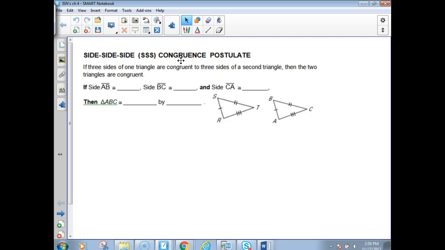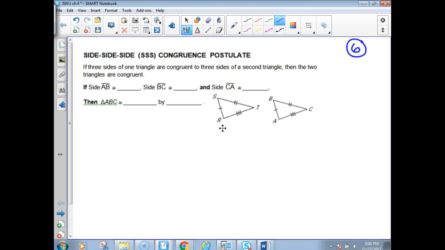Okay, we are going to be learning how to prove that triangles are congruent. And this page is, I believe, page 6 in your ISN. If 3 sides of one triangle are congruent to 3 sides of a second triangle, then the 2 triangles are congruent. That is called the side-side-side congruence postulate.